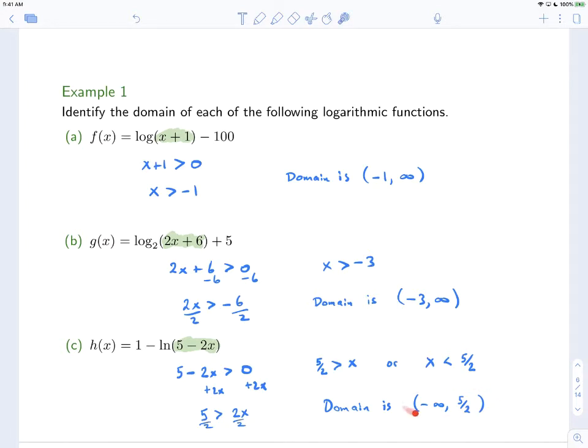So notice now that the domain includes all of the negative numbers. That's because of the minus sign in front of this 2x. All of these negative numbers, and then positive numbers up to 5 halves, will ensure that 5 minus 2x is a positive value. The x might be negative, but 5 minus 2x, the argument of the logarithm, will be positive.